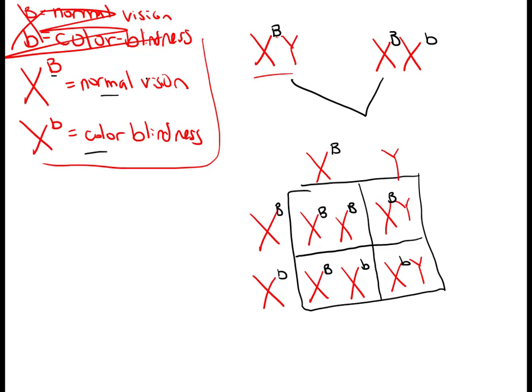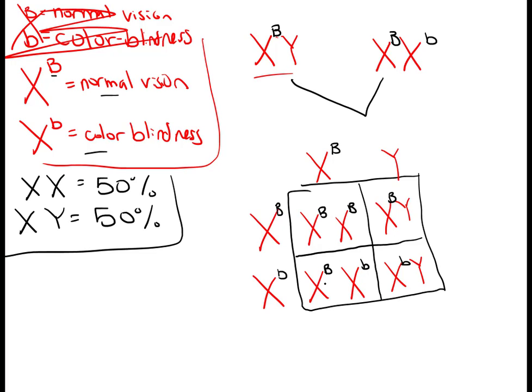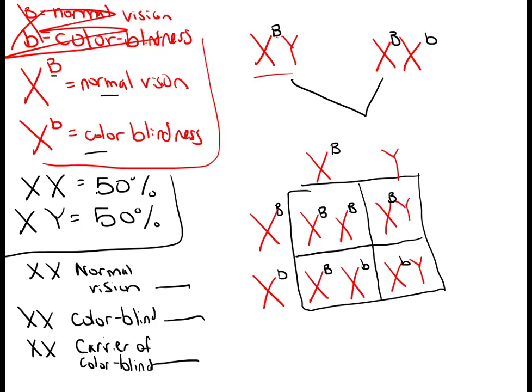So now, when you look at the results, what you can see is that 2 out of 4 of their potential offspring are XX. So there's a 50% chance that their offspring will have XX, and there's a 50% chance that their offspring may be XY. We got that part down, no problem. Now we have to look at other things. For example, what are the chances of them having an XX offspring who has normal vision? What are the chances the XX offspring will be colorblind? And what are the chances they'll be a carrier?